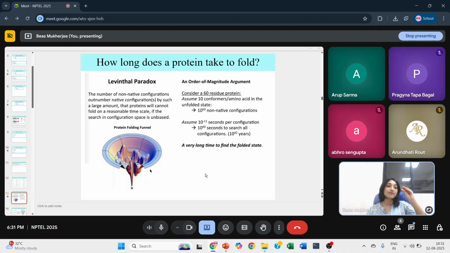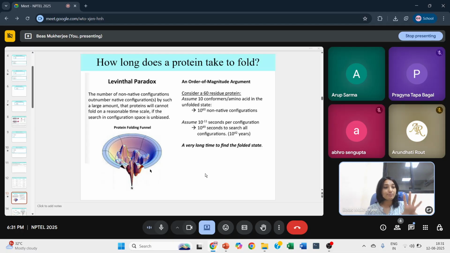Each amino acid can have 10 different conformers, right? So 10 to the power 60 non-native conformations can be sampled by the protein. Then assume 10 to the power minus 11 seconds per configuration. So for every configuration, even at 10 to the power minus 11 seconds, 10 to the power 49 seconds would be used to sample all of these different conformations and come to the native state conformation. And that time would be 10 to the power 42 years.